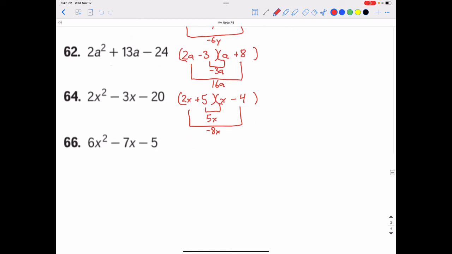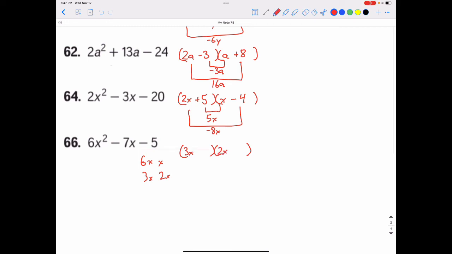And then 66, 6x squared minus 7x minus 5. I cannot do a distributive property on that one. So when I open up my binomial pair, there are multiple ways to split up 6x squared. There is 6x and x, but there's also 3x and 2x. So let's try that one first, 3x and 2x.